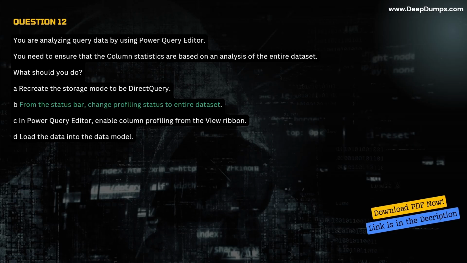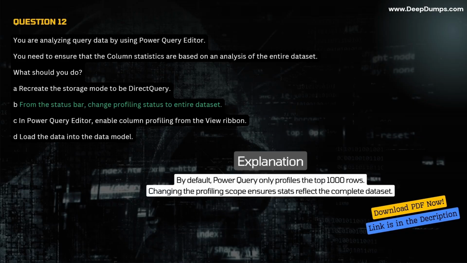Correct answer is B. Explanation. By default, Power Query only profiles the top 1000 rows. Changing the profiling scope ensures stats reflect the complete dataset.